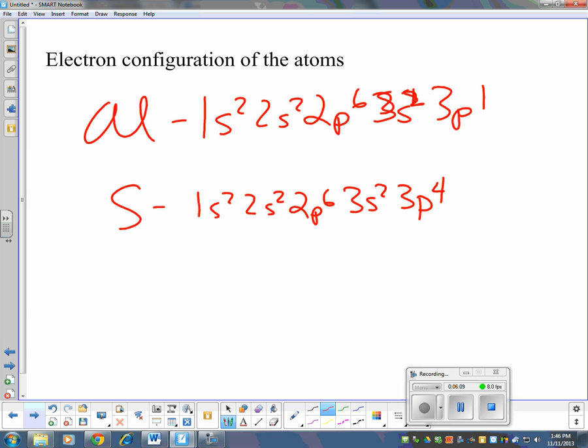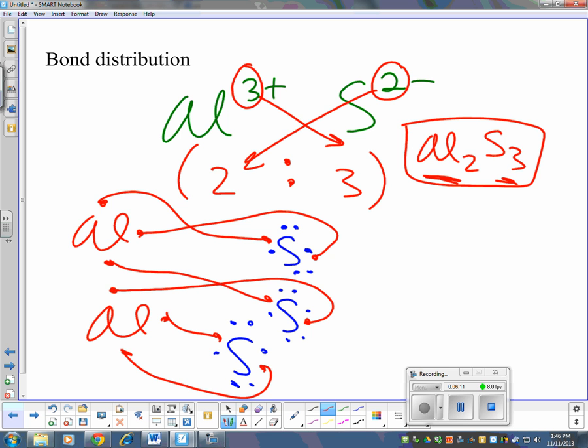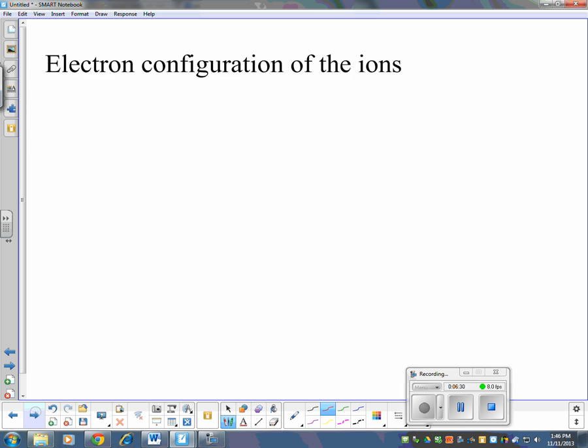This is where the charge comes in handy again, because all you do to the electron configuration is the opposite of whatever the ion charge is. Meaning if aluminum is 3 plus, on the electron configuration I take off 3 electrons from the end, the highest energy level. If sulfur is 2 minus, the opposite of 2 minus is going to be 2 plus. So I come back over here. This is the electron configuration of the atoms.